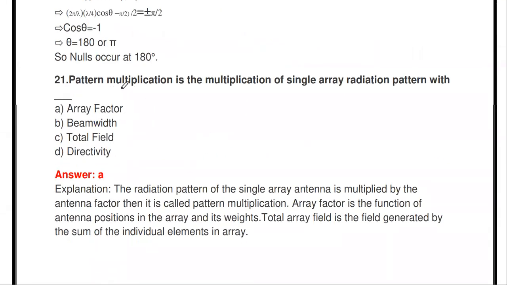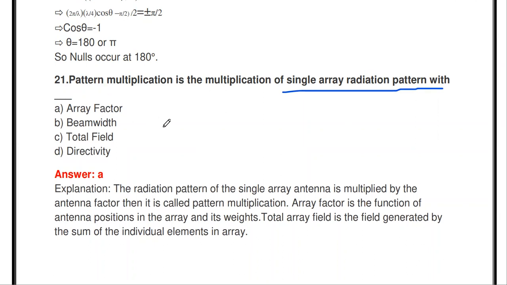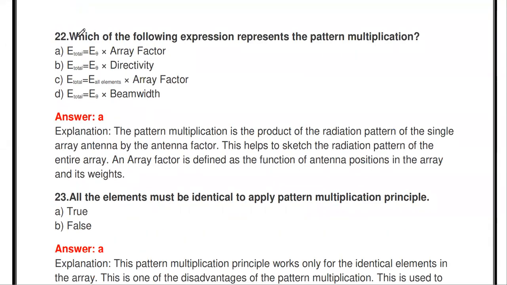The next one: pattern multiplication is the multiplication of the single element radiation pattern with a dash. With the array factor. Pattern multiplication is nothing but the multiplication of the single element radiation pattern with the array factor. It is called pattern multiplication. Next one: which of the following expressions represents the pattern multiplication?